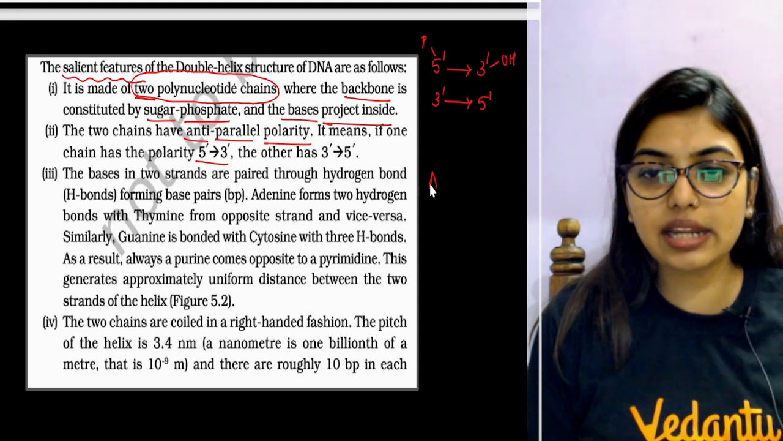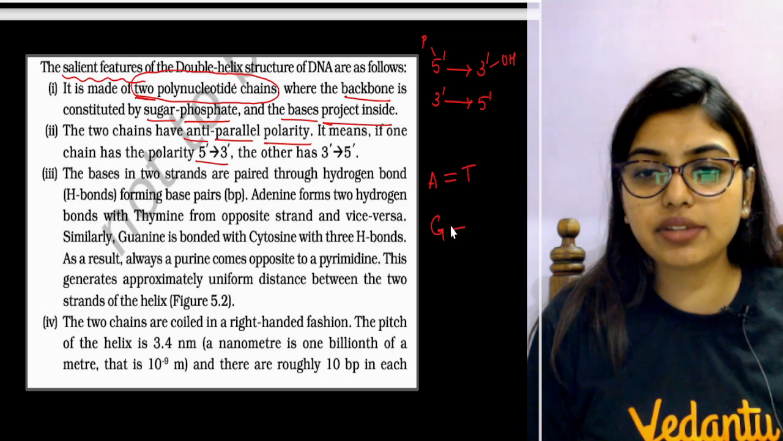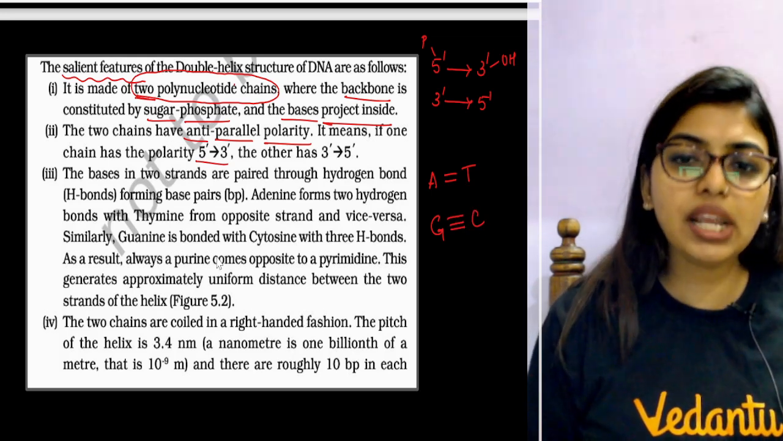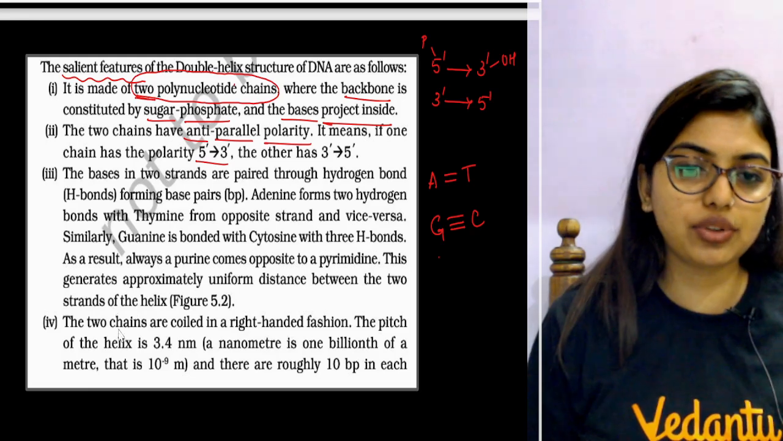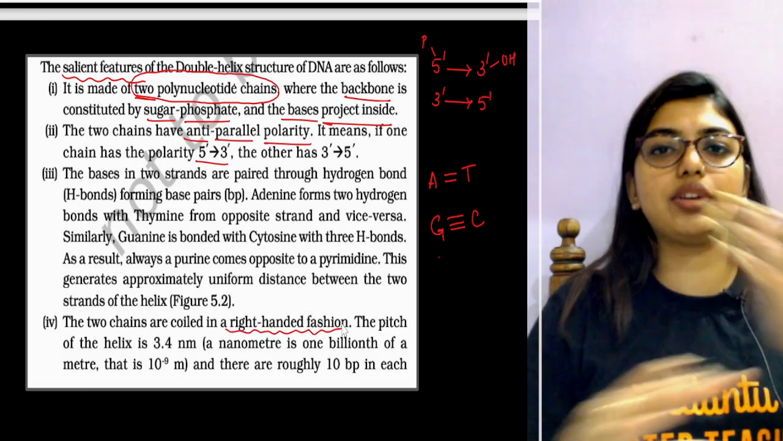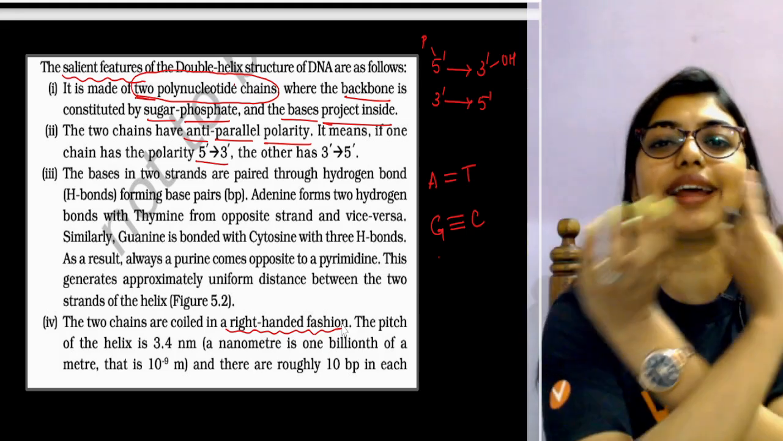Adenine will bind with thymine with 2 hydrogen bonds, and guanine will bind with cytosine with 3 hydrogen bonds. Here you can also write about the Chargaff rule. Now, the two chains are coiled in a right-handed fashion. This is one chain, and this is the other chain, coiled in a right-handed fashion.